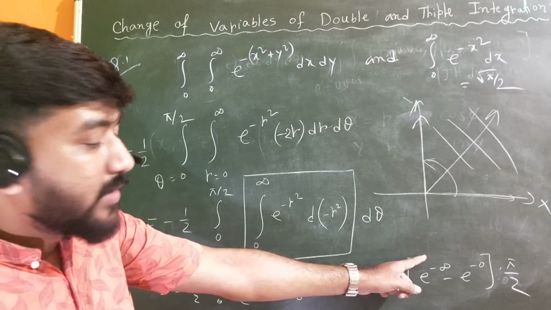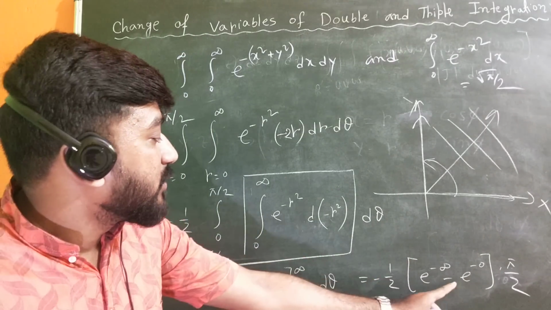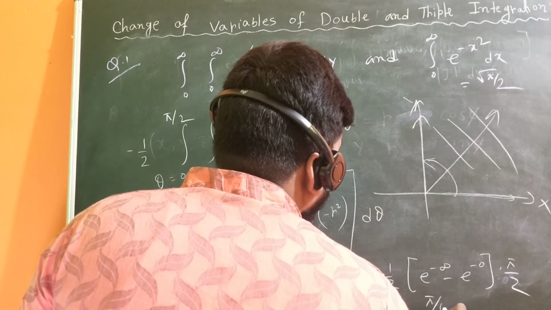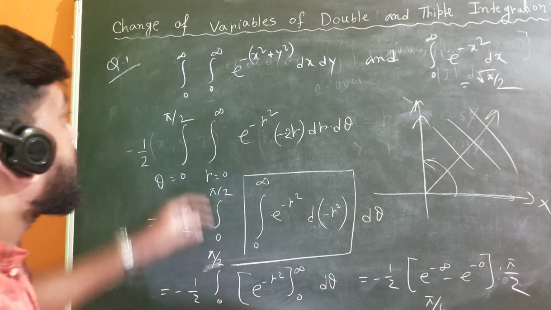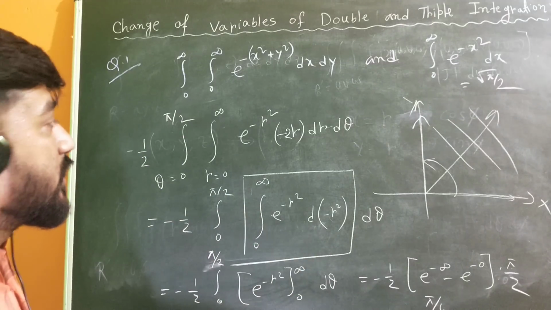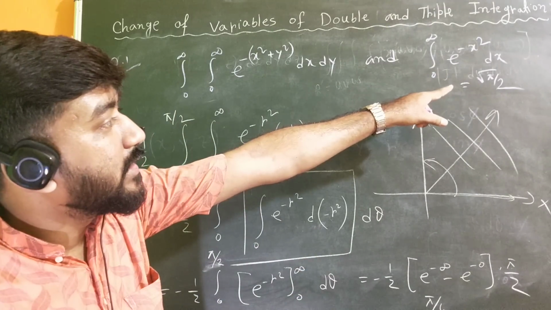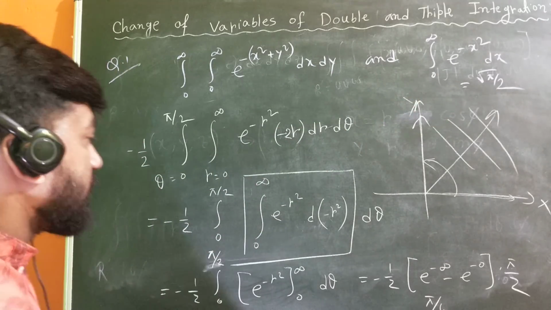So e to the power minus infinity means 0, and this is 1, and the minus minus will cancel out, and it will be pi by 4. So the result of this integration will be pi by 4. Now we have to prove from here that the integration of e to the power minus x square dx is root pi by 2. We can easily prove it from here.